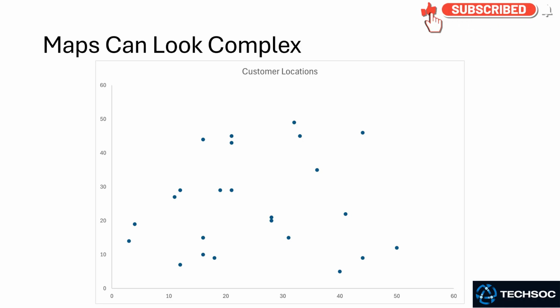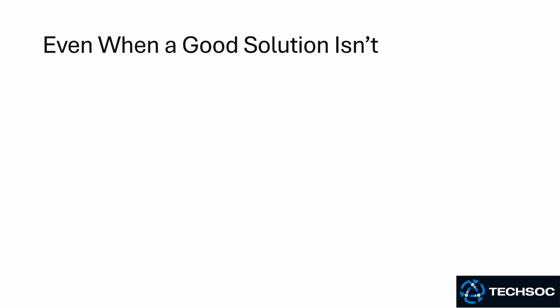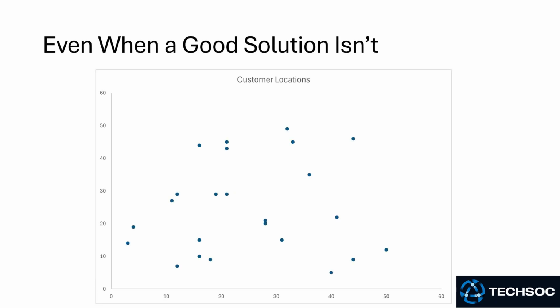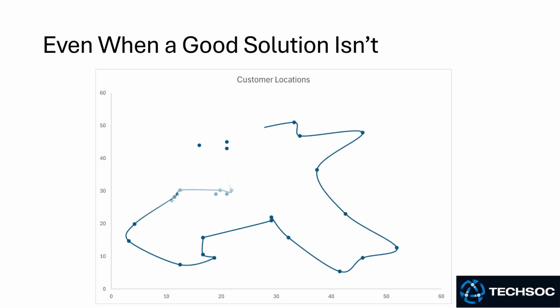Here, I have 25 customer locations, and the question is, what is the fastest way to move around this map and visit each location exactly once and return to your starting point? Well, maps can look complex even when a good solution isn't. So here are those locations, and you can use Microsoft Excel or other engines to find the shortest path, or at least a good estimate of the shortest path.